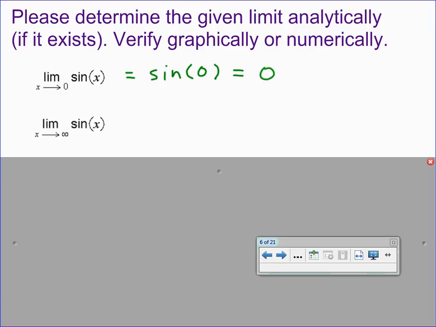And because there's not a particular y value that the function values approach, in fact, there's an infinite number of y values in between positive 1 and negative 1 that the function values approach as x continues to increase without bound, there is no value of the limit. This does not exist. So this doesn't equal anything. This does not exist. Good.